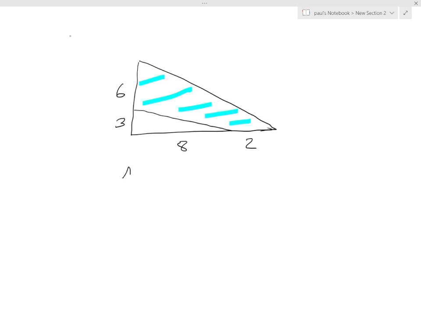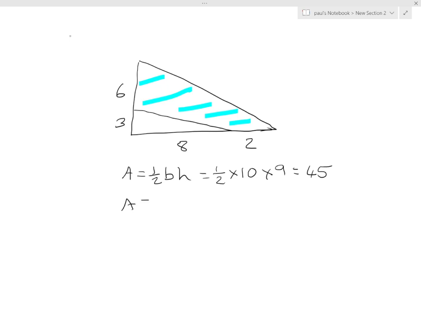So the area of the big triangle, of course, is half base times height, which equals a half times the base, which is these two numbers together, which is 10, times the height, which is these two numbers, which is 9. So that's 90, and half of 90 is 45. So the big triangle is 45.